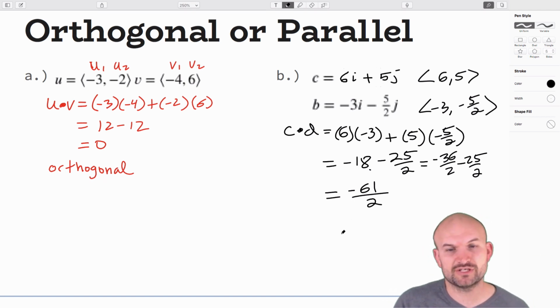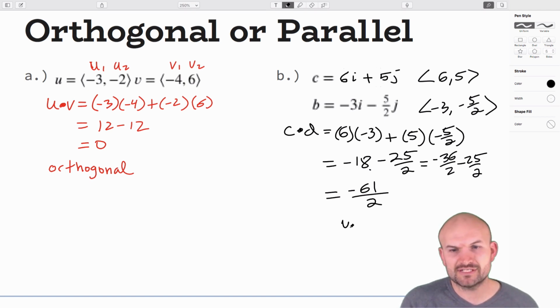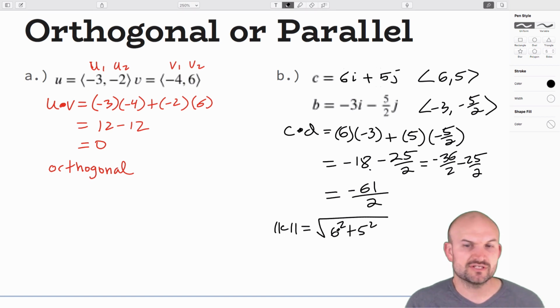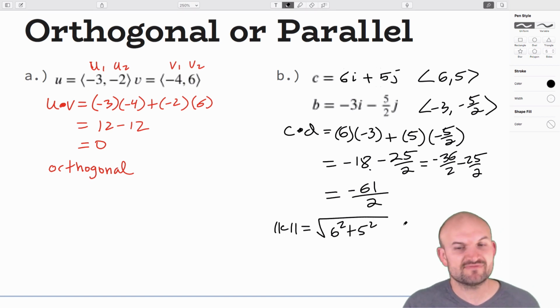Now, the next thing we're going to want to do is identify the magnitude. So let's go ahead and find the magnitude separately here. So I'm going to have the magnitude of C. The magnitude of C here is going to be 6 squared plus 5 squared. So 6 squared is 36 plus 5 squared is 25. So therefore, that's going to equal the square root of 61.